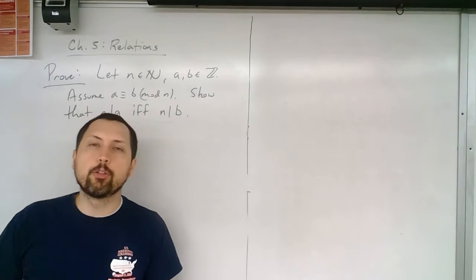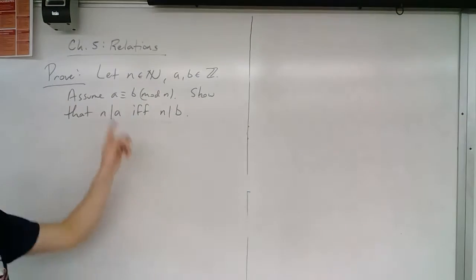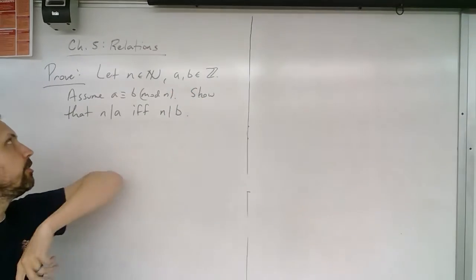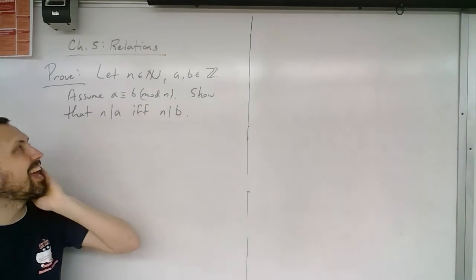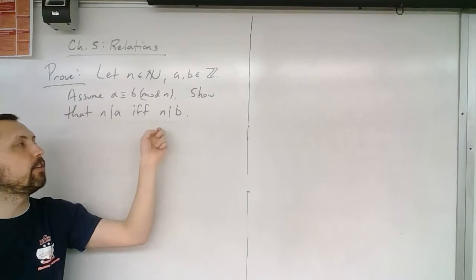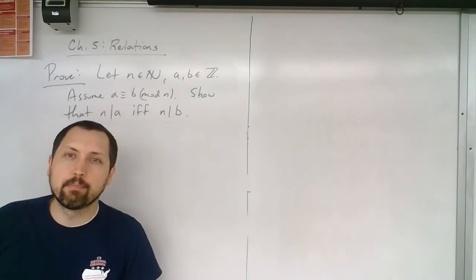I'll take a look at another proof about congruences. So let n be a natural number, a and b are integers. Assume that a is congruent to b mod n. Show that n divides a if and only if n divides b.